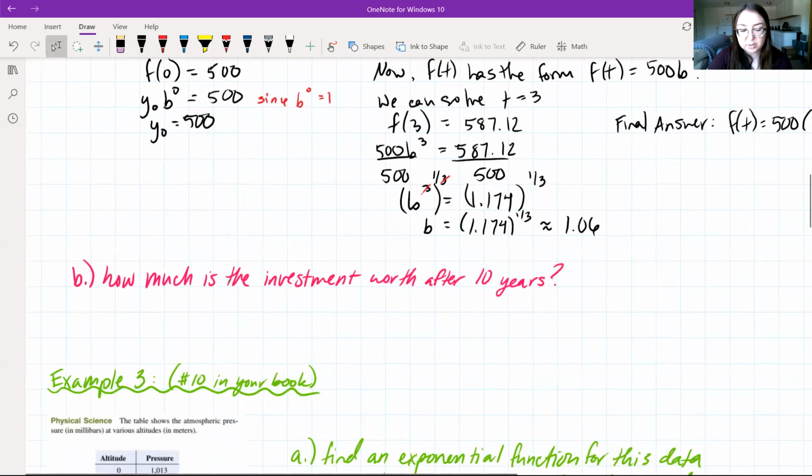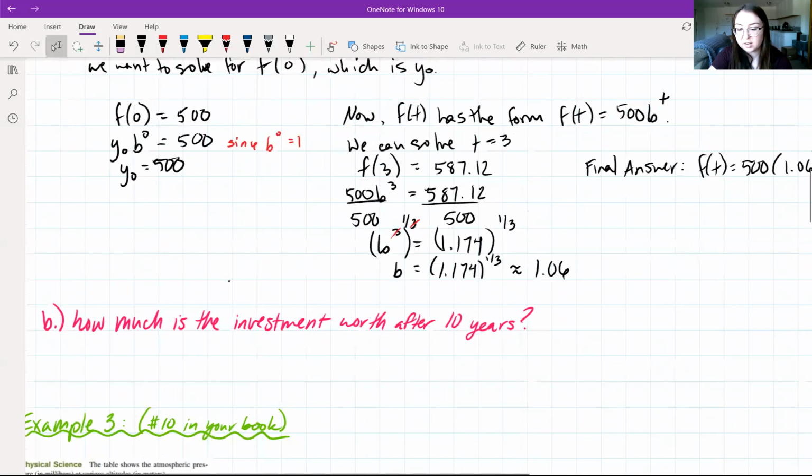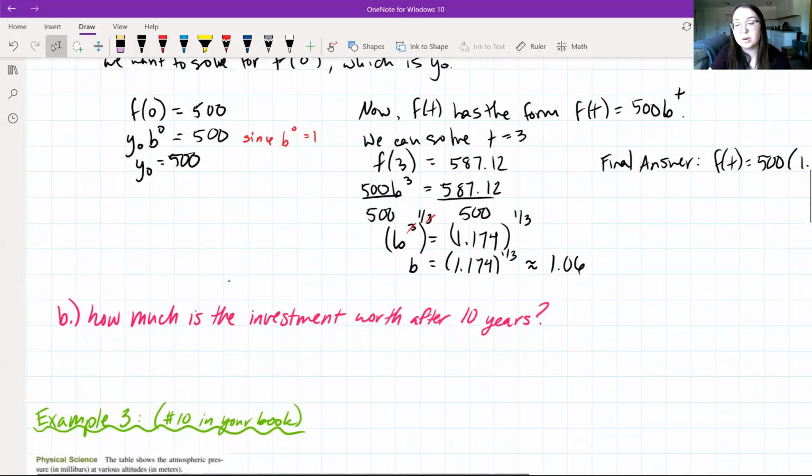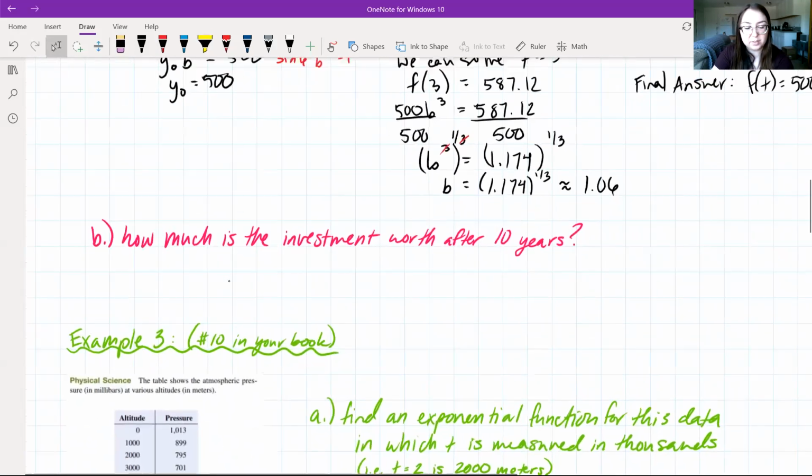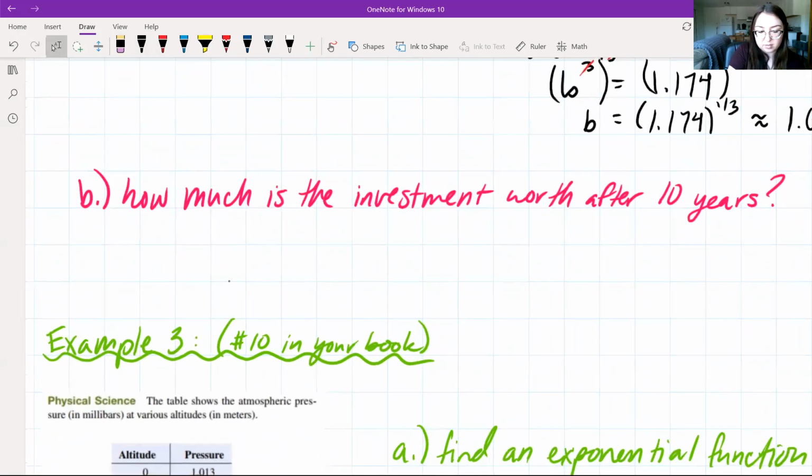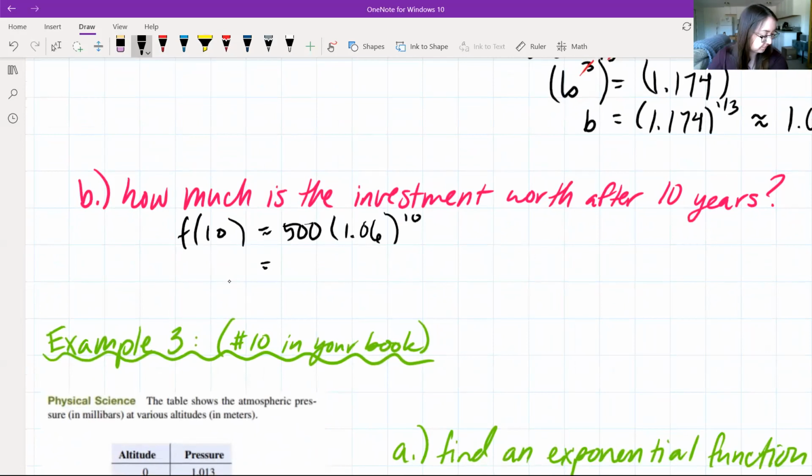Now we can go on to part B, where we ask how much is the investment worth after 10 years. So we're just going to use this equation, and we're going to plug in 10 for t. So we say f of 10 is equal to 500 times 1.06 to the 10th power. So you can feel free to take a second, calculate this on your own.